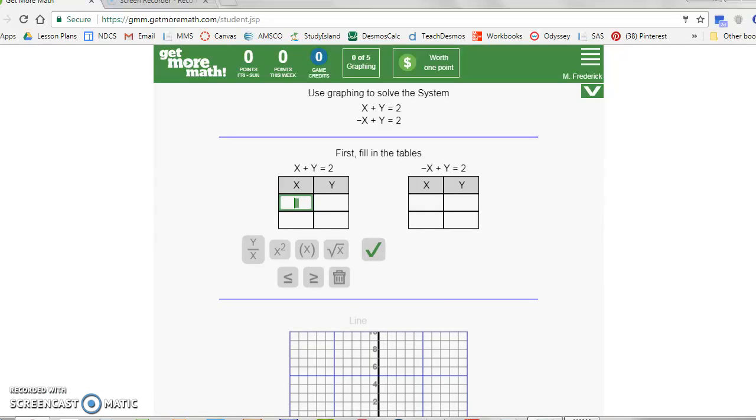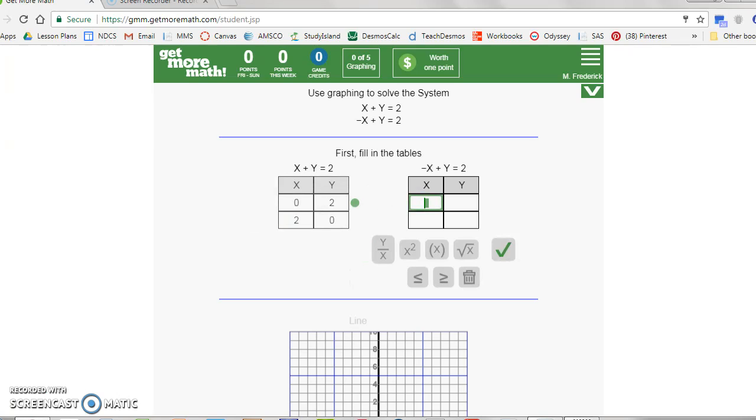In this video, we will discuss graphing systems of linear equations. In order to graph systems of linear equations, we must first create function tables in order to get points. So in our first example here, we can select an x value of 0. That would force our y value to be 2. We could also select a y value of 0, which would force our x value to be 2.